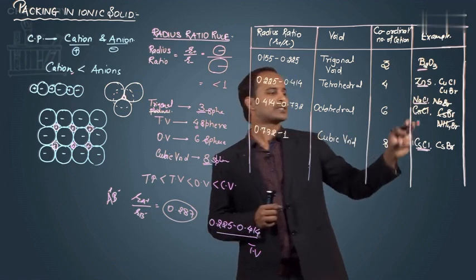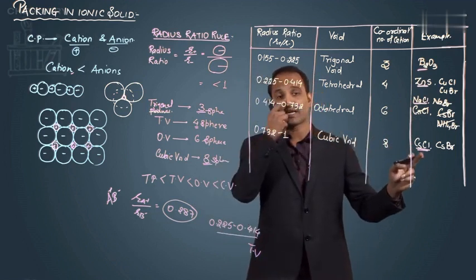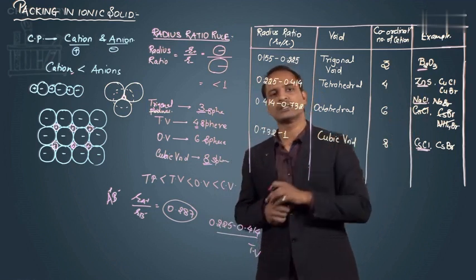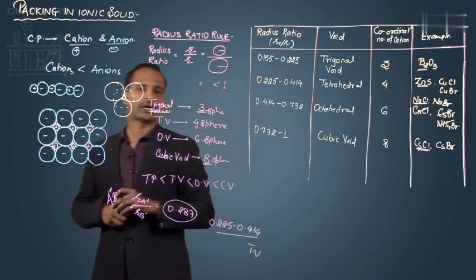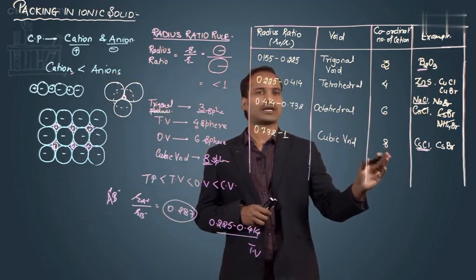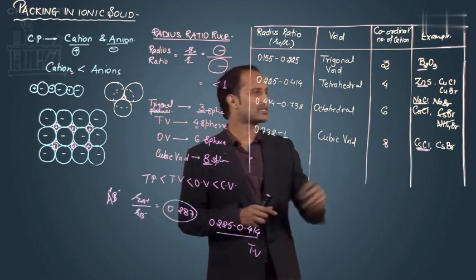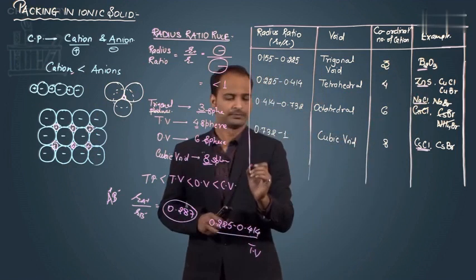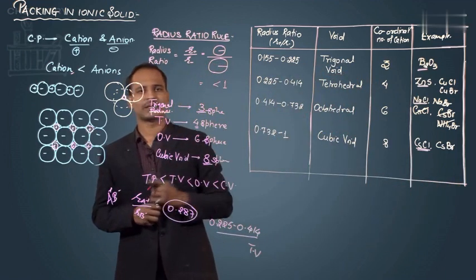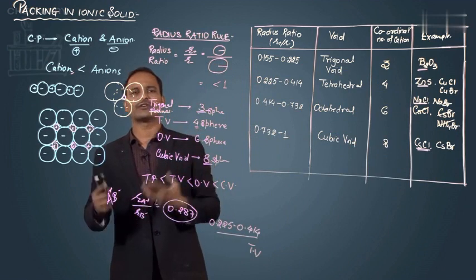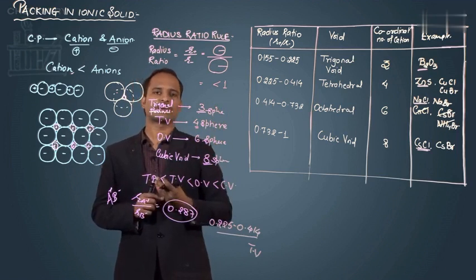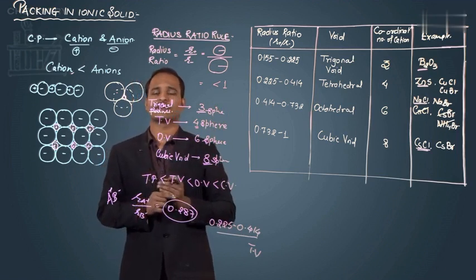In the case of CsCl, the cation, the cesium ion, occupies the cubic void. In NaCl, Na plus occupies octahedral, and similarly in zinc sulfide, the zinc ion occupies tetrahedral void. So this is the radius ratio range, this is the coordination number of the cation, and these are some examples, which are very, very important. Ultimately the radius ratio helps us decide the stability of the ionic solid, and with its help we can predict which type of void the cation occupies in a given solid.